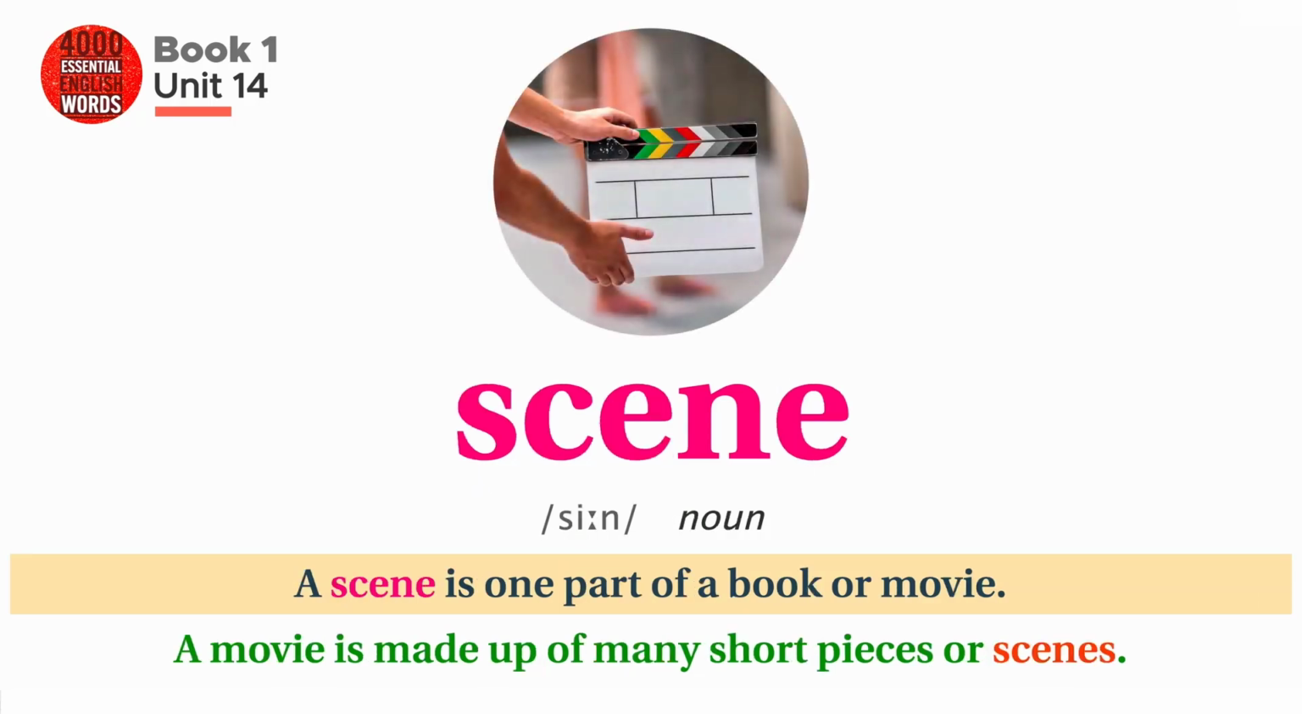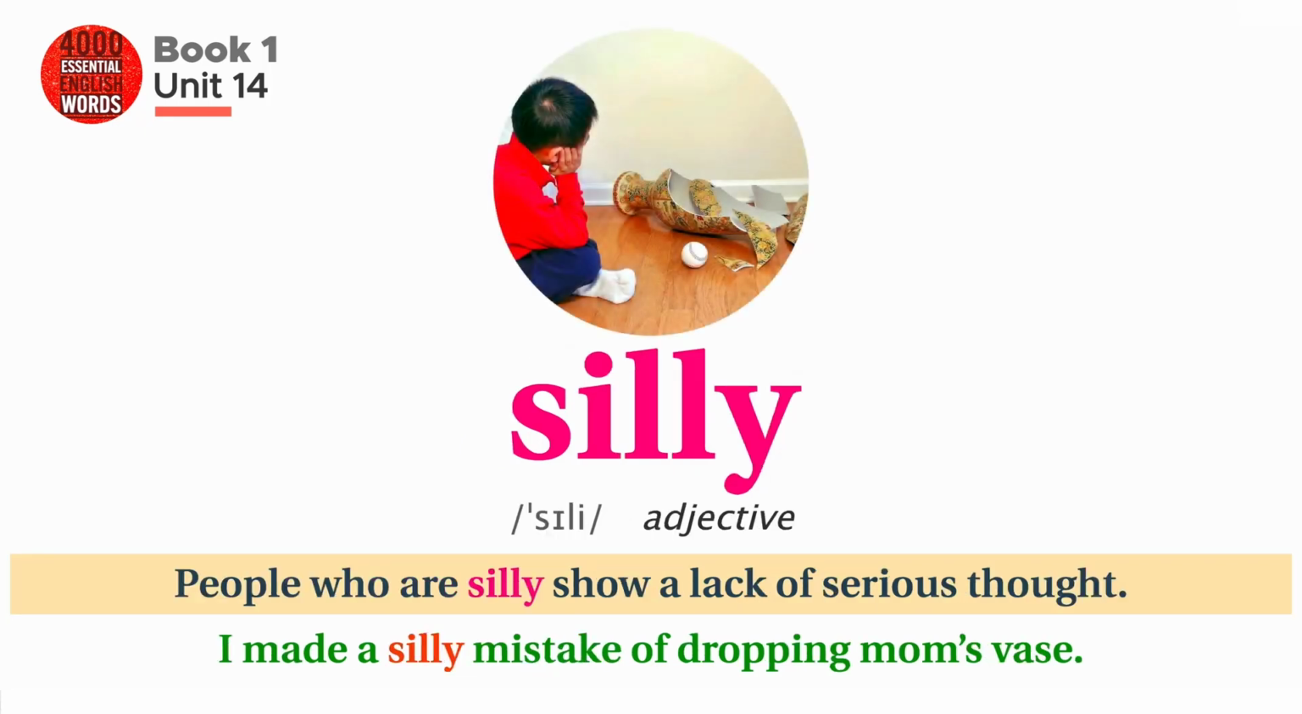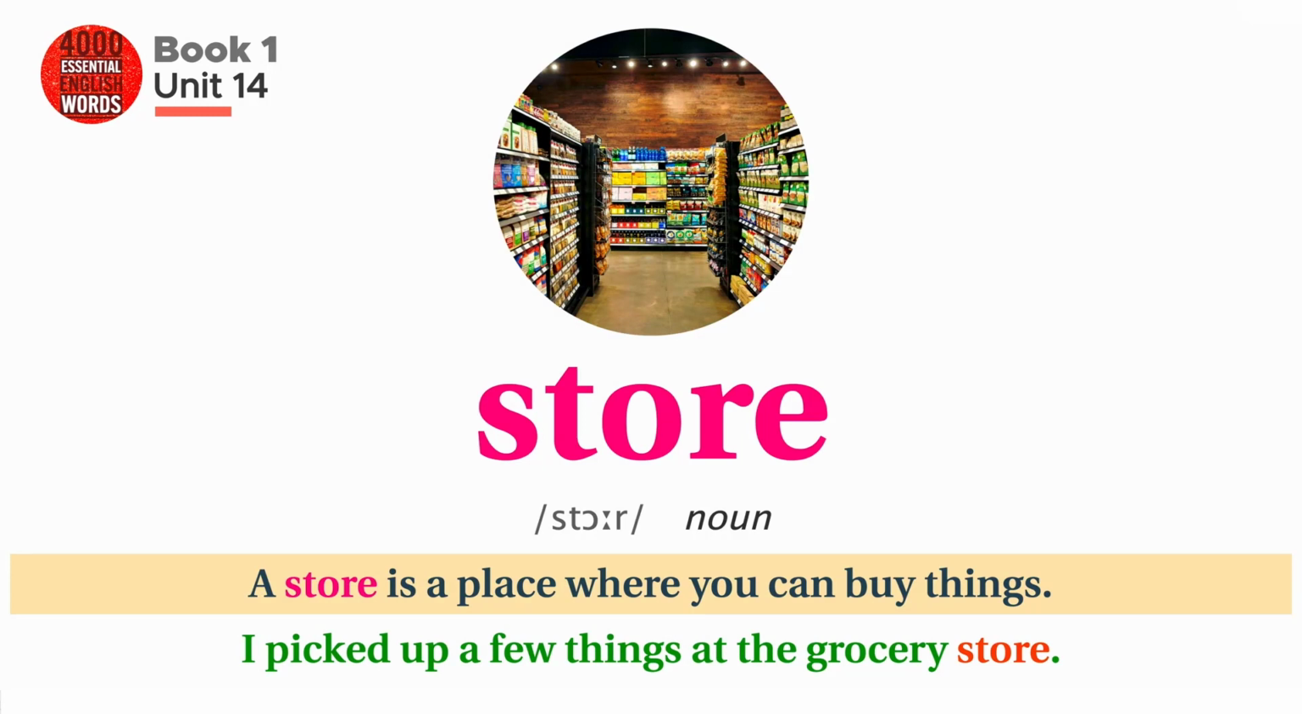Scene. A scene is one part of a book or movie. A movie is made up of many short pieces or scenes. Sheet. A sheet is a thin, flat piece of paper. I only needed a single sheet of paper to do my homework. Silly. People who are silly show a lack of serious thought. I made a silly mistake of dropping Mom's face. Store. A store is a place where you can buy things. I picked up a few things at the grocery store.